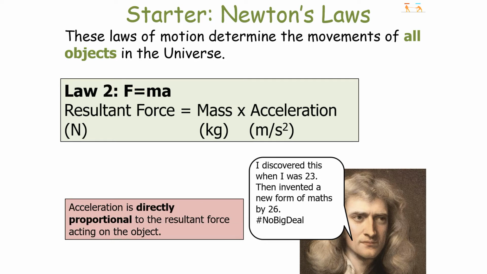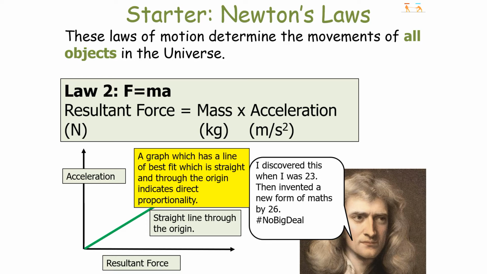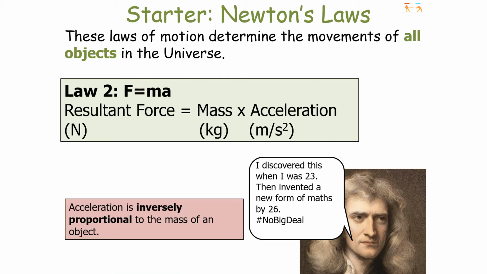Acceleration is directly proportional to the resultant force acting on an object. So if we have acceleration on the y and resultant force on the x, we will get a straight line through the origin, because a graph which has a straight line through the origin as its line of best fit indicates direct proportionality. Acceleration is also inversely proportional to the mass of the object.